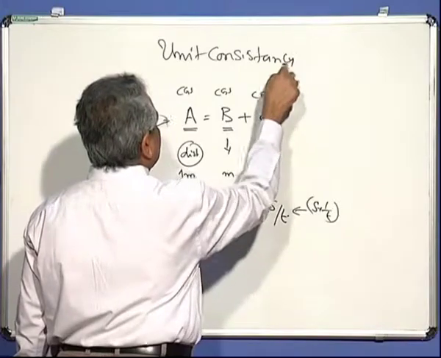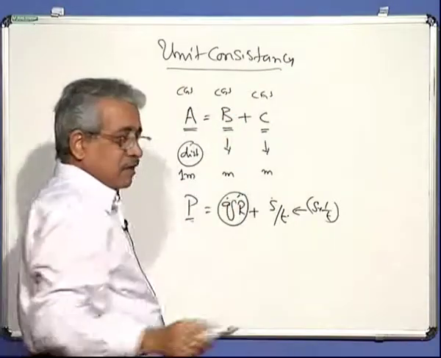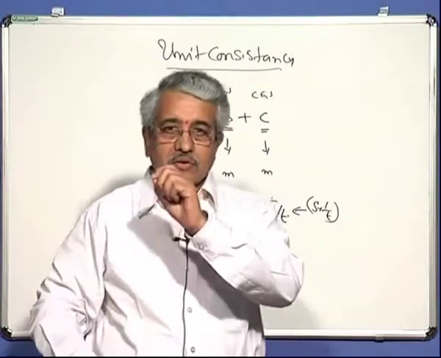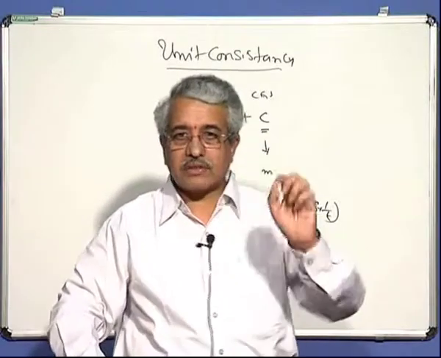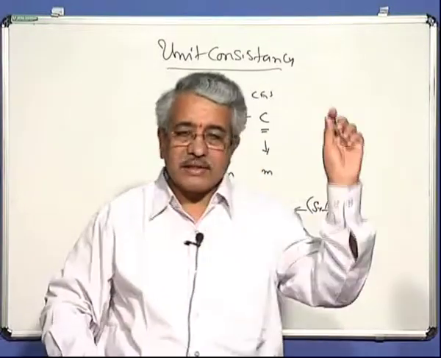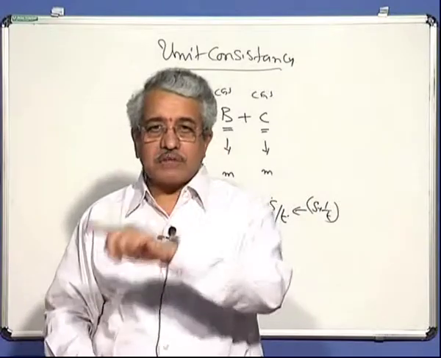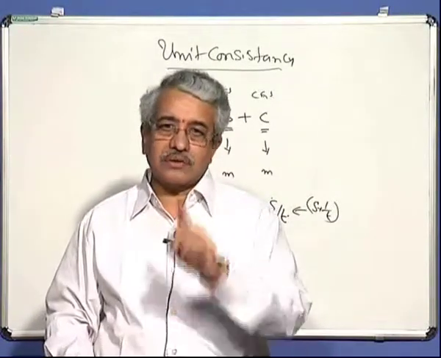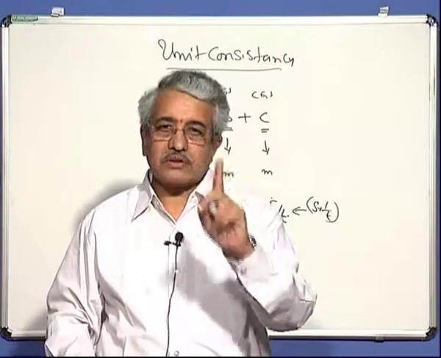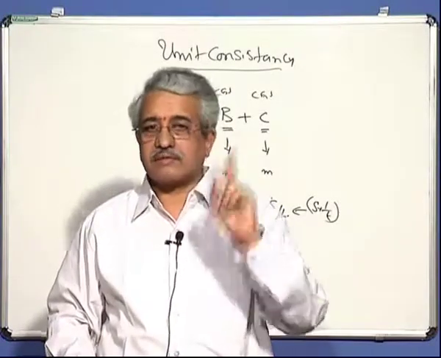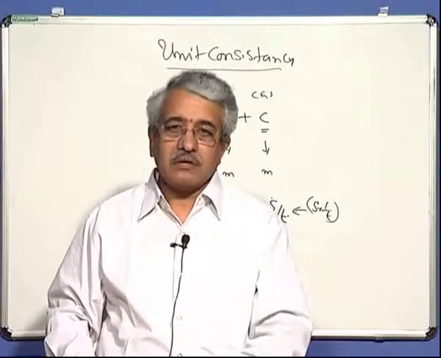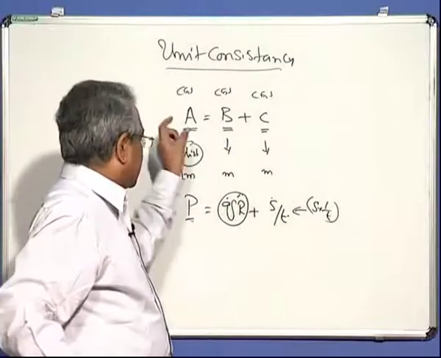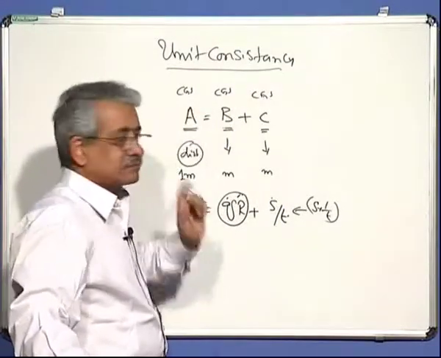Unit consistency. What is meant by this? It means if there are any physical quantities or a set of physical quantities involved in a relation or equation like that, each term on either side of the equation should have the same units. Units must be of the same nature. They must be from the same system, and each of the physical quantities should have the same units.